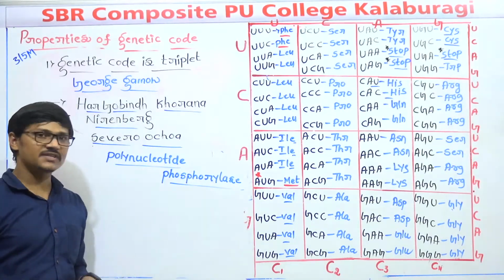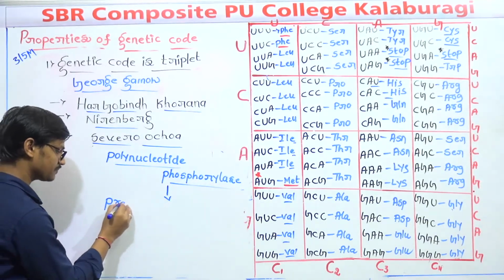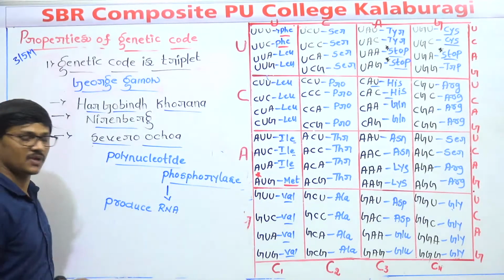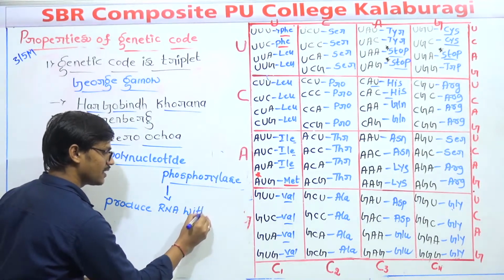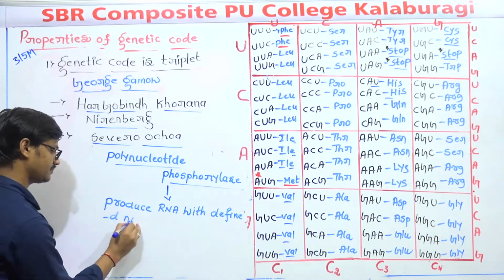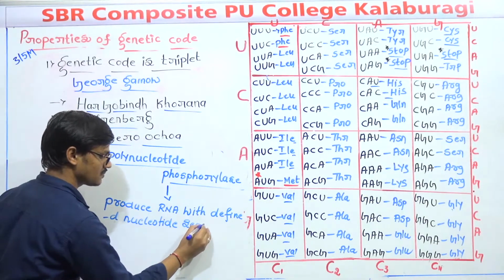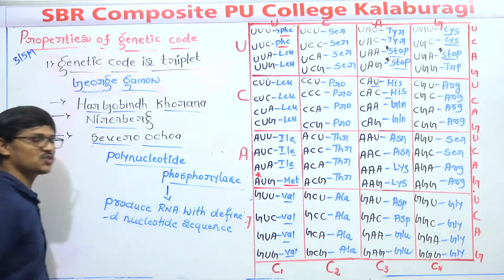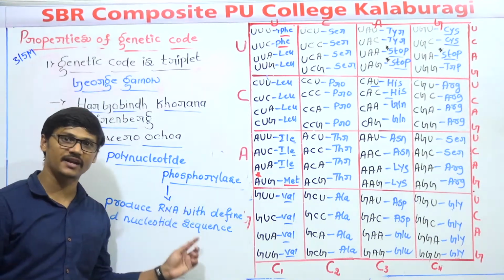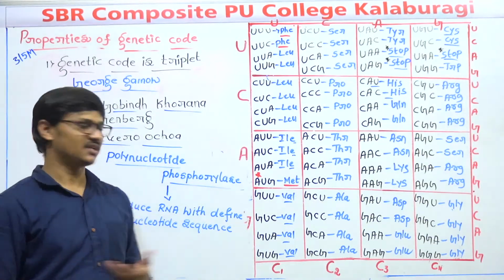What is the specialty of this enzyme? This enzyme produces RNA with a definite and defined nucleotide sequence. So what is the specialty of this polynucleotide phosphorylase enzyme? This enzyme can produce RNA, that too RNA having a definite sequence of nucleotides. What is so special? It's not special, right?